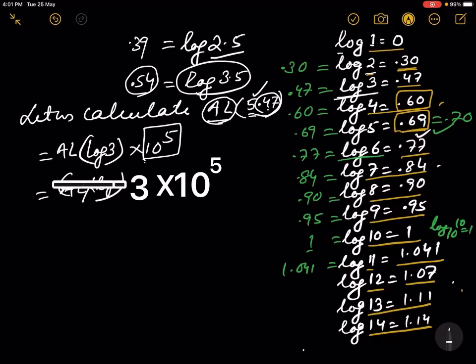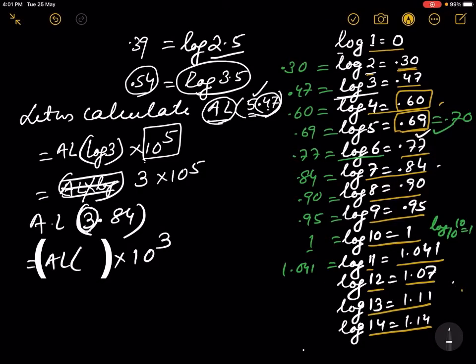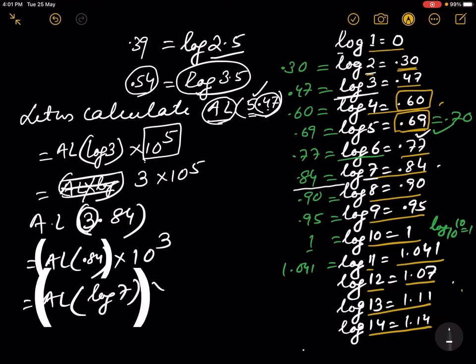Let us do another one. Anti-log of 3.84. Here you remember one thing, this 3 is written as 10 to the power 3, and anti-log of 0.84 is written over here. Then anti-log, this 0.84 is log 7. So just write log 7 into 10 to the 3. Anti-log and log cancel, so it becomes 7 into 10 to the power 3.